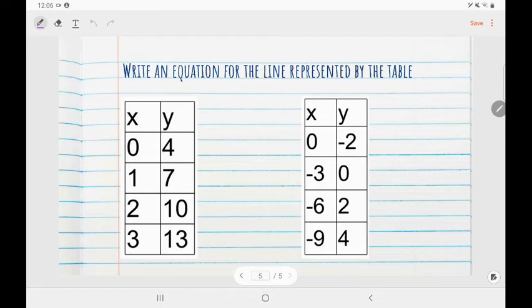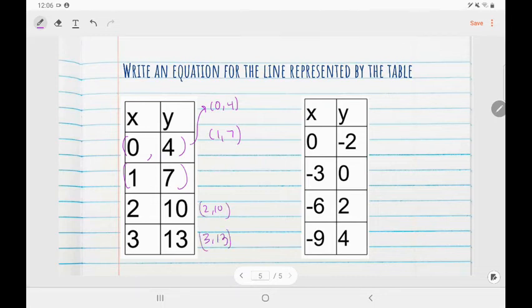Now really quickly, I'd like to talk about finding equations from tables. Now you might be saying this is so completely different, but remember, tables are just sets of ordered pairs. They're just a bunch of points. For example, this first row is the point 0, 4. This second row is the point 1, 7. This is the point 2, 10, and this is the point 3, 13.